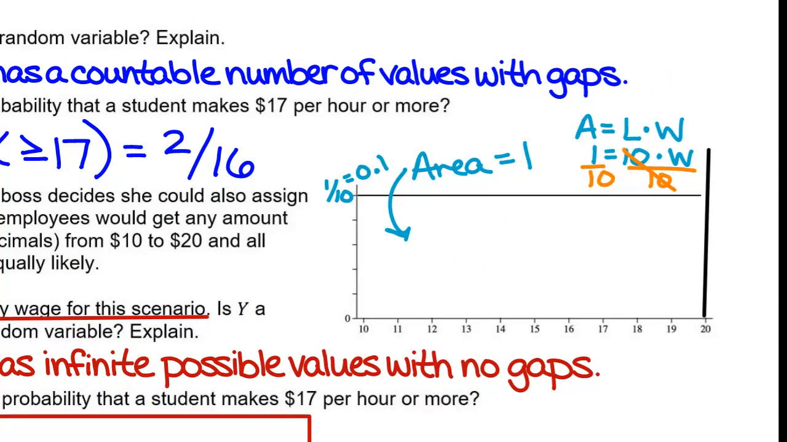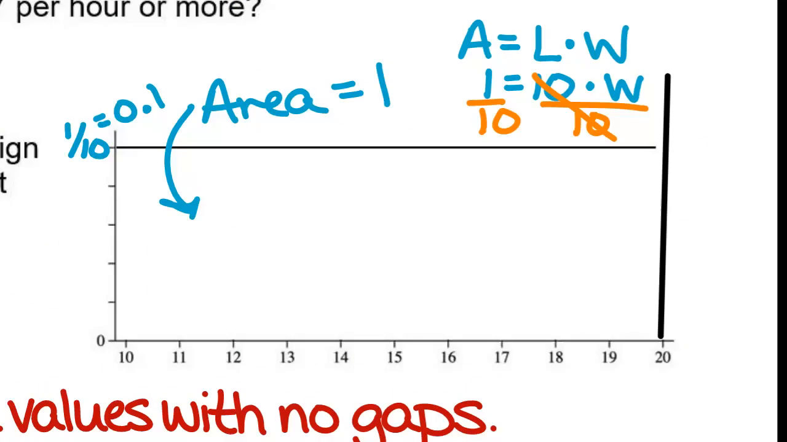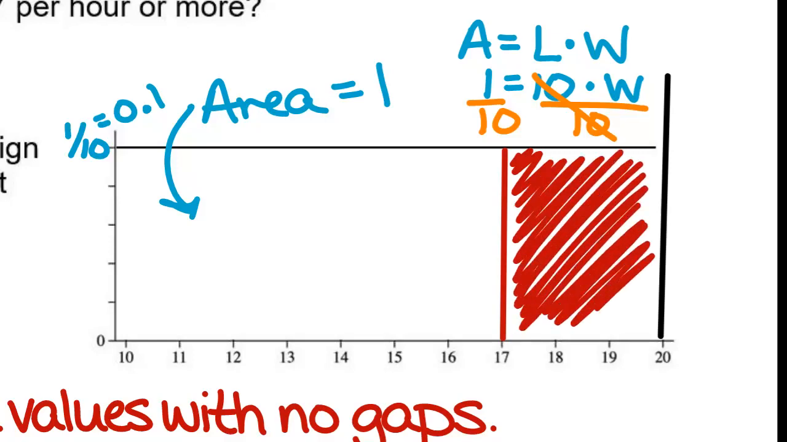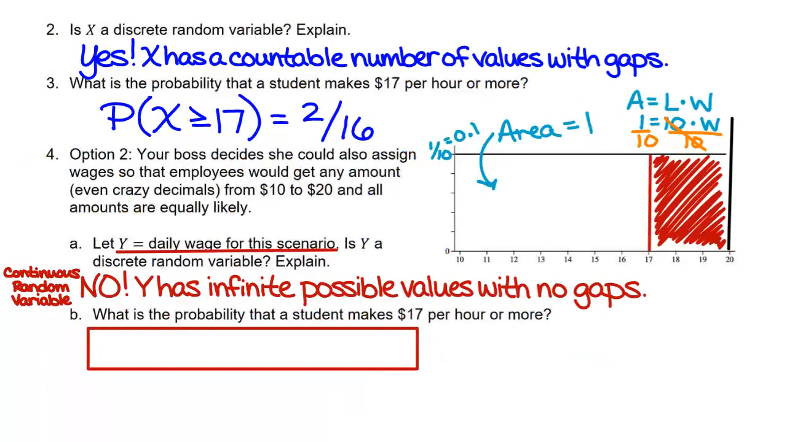We want the probability that somebody makes $17 per hour or more. So here's 17. Which way should I shade it if I want 17 or more? Should shade it to the right. This is what we want the area of.